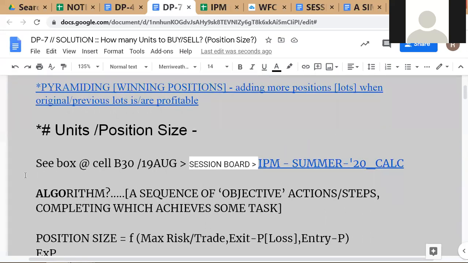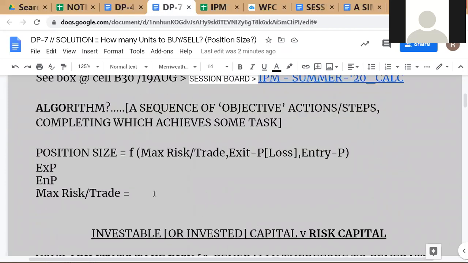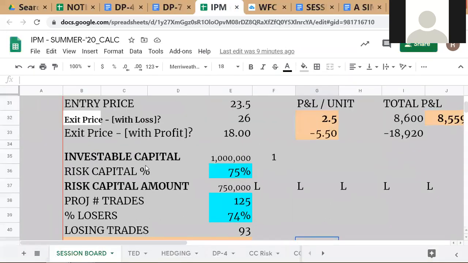So we are trying to figure out the algorithm for the determination of the position size. Here we're trying to first understand the algorithm. We've already explained what the algorithm is. We already had that discussion as to how you arrive at the position size.